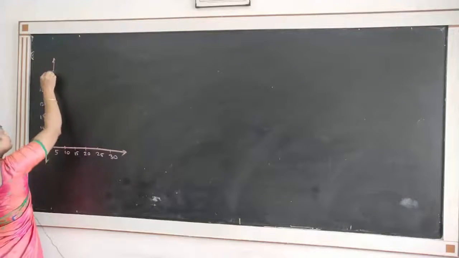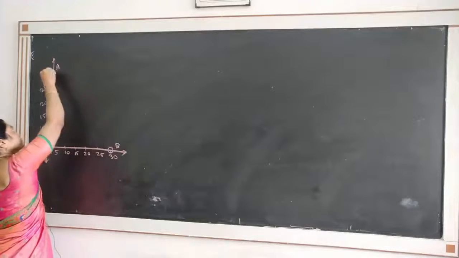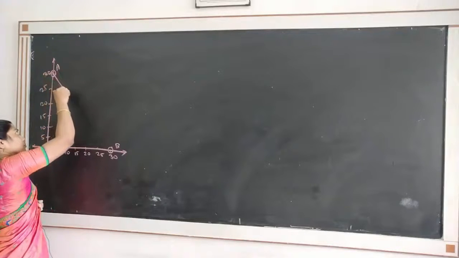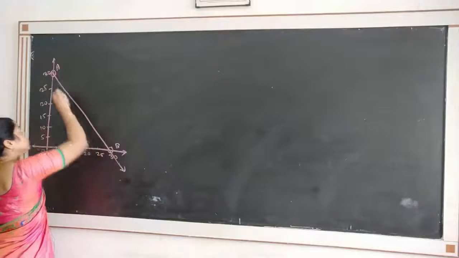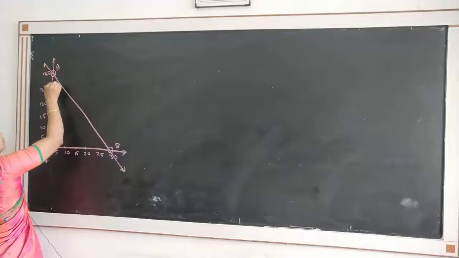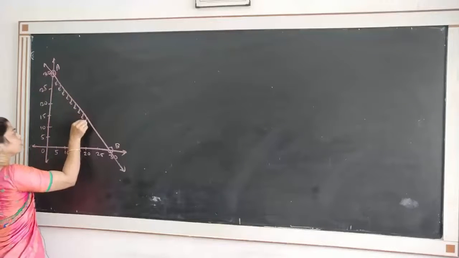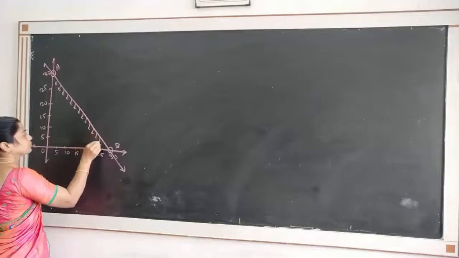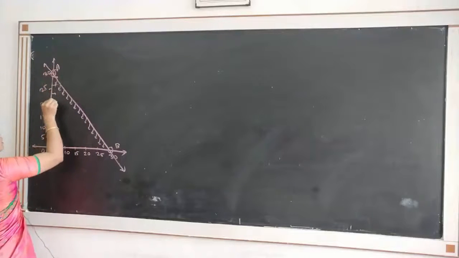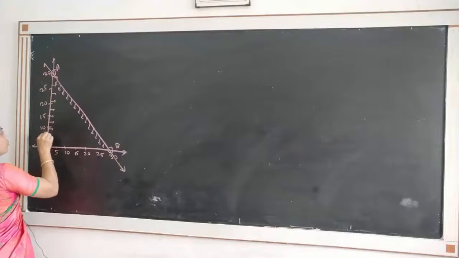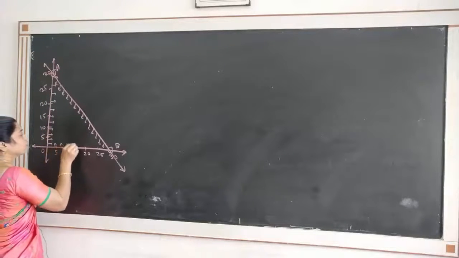The first points are 0, 30 and 30, 0, line AB. The region below that, as origin satisfies the inequality. Because x1, x2 are greater than or equal to 0, we have restricted ourselves to only first quadrant feasible region.